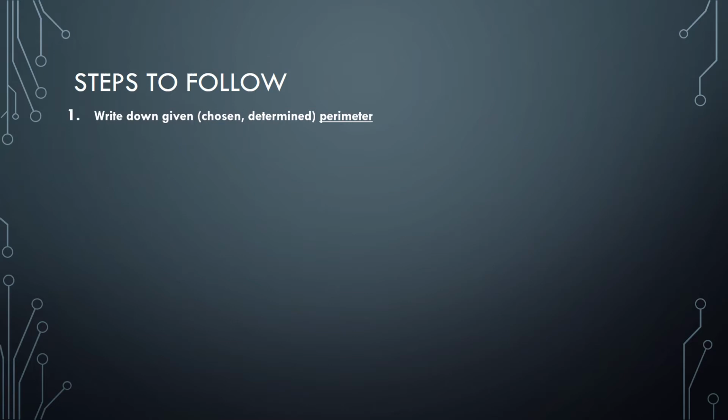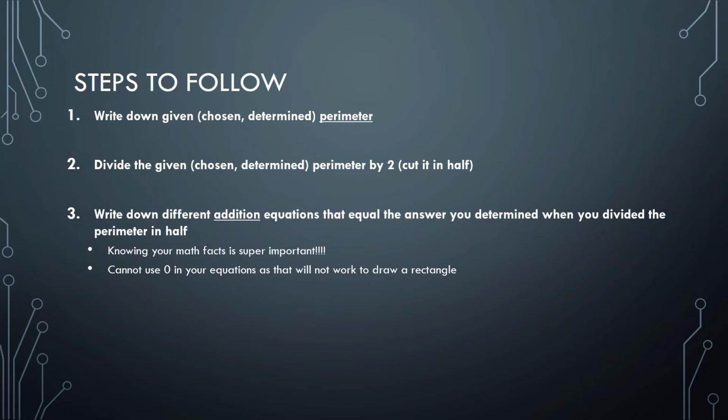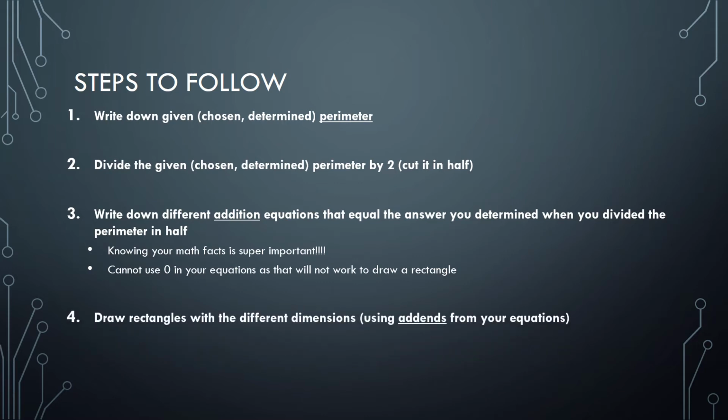First, we're going to write down our given perimeter. Then we're going to divide that given perimeter by 2. We're going to cut it in half. Then we're going to write down different addition equations that equal the answer when we divided the perimeter in half. So we have to know our math facts, and we cannot use 0 in our equations because it won't work to draw a rectangle. Then we're going to draw rectangles with the different dimensions using the add-ins from our equations. And then we're going to figure out the area of each rectangle.